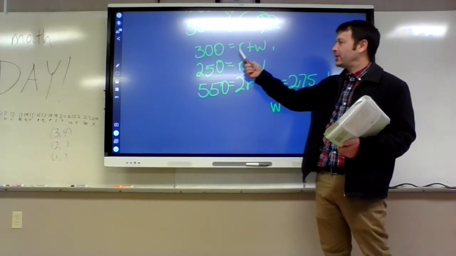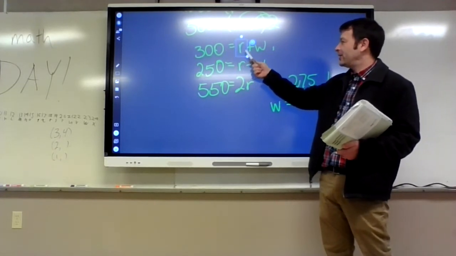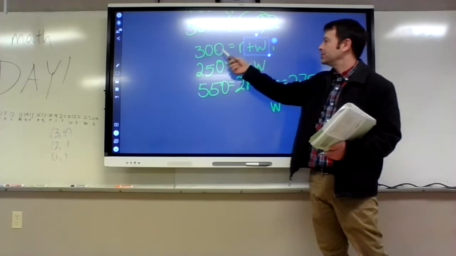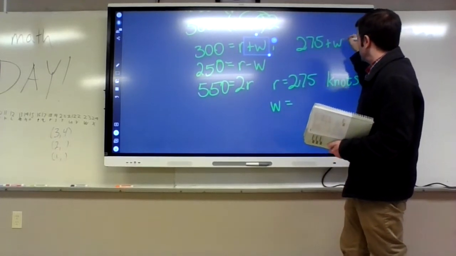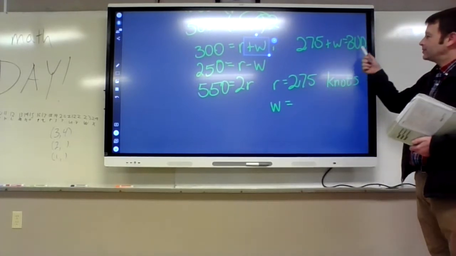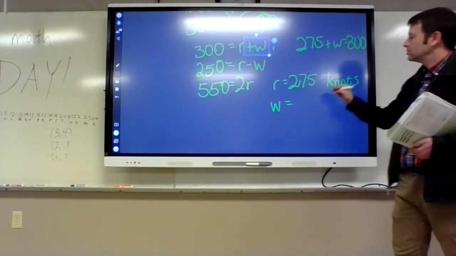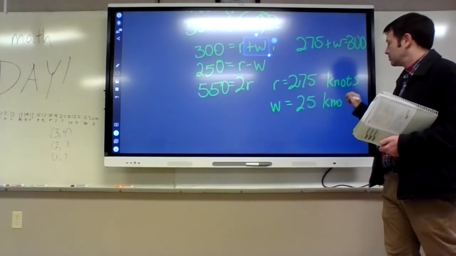Well, look right here. We got a couple of really simple equations. 275 plus what equals 300? So then you subtract 275. It's 25. 25 volts.